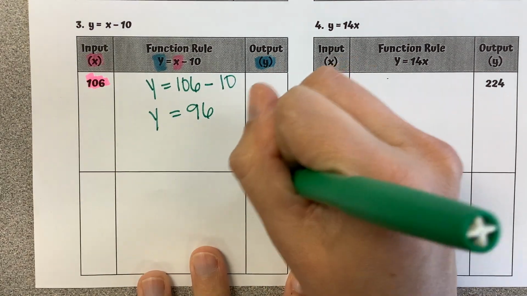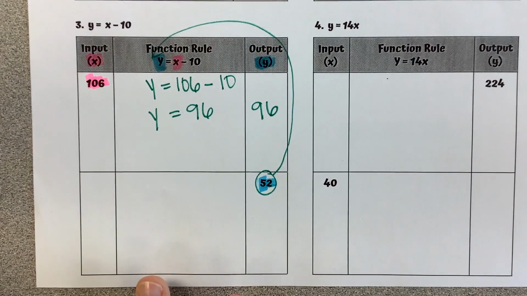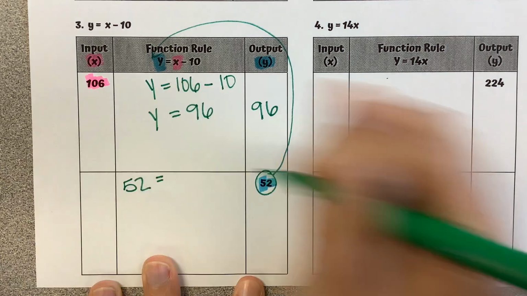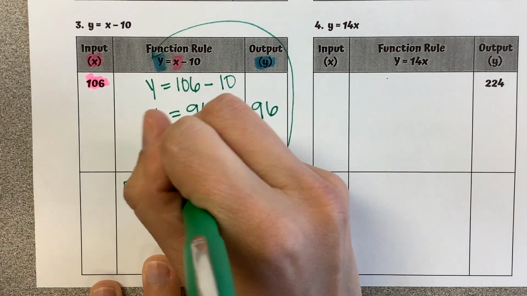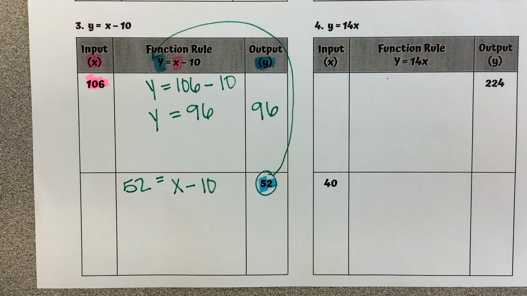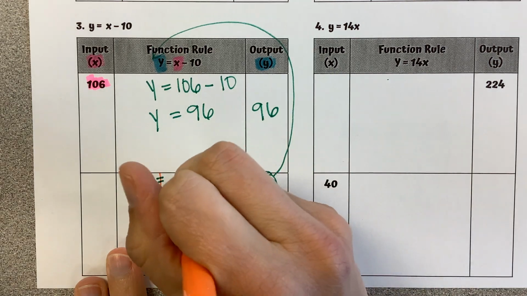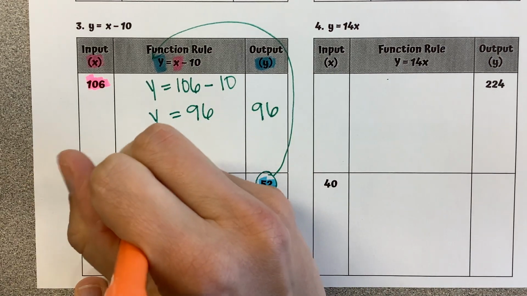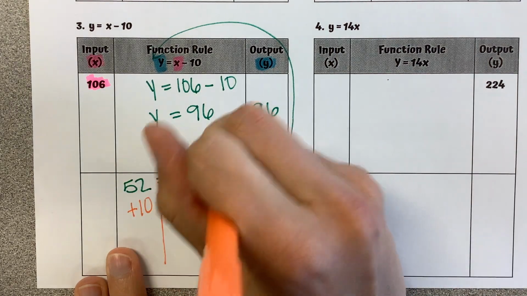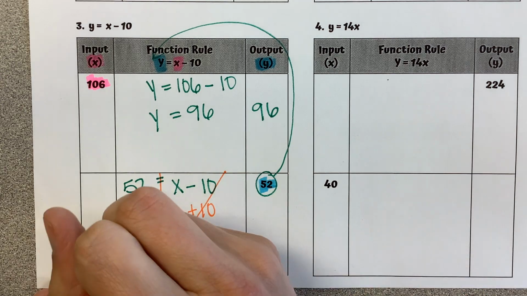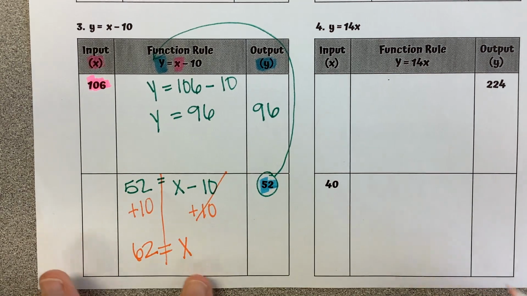Versus the reverse here, we've got 52 as our y. We are plugging that in for y. So 52 is equal to x minus 10. Now we have an equation that needs to be solved. We are subtracting 10, so the opposite would be to add 10 to both sides. It cancels out over here. We're left with x equals 52 plus 10 is 62, so that tells us our input value would be 62.